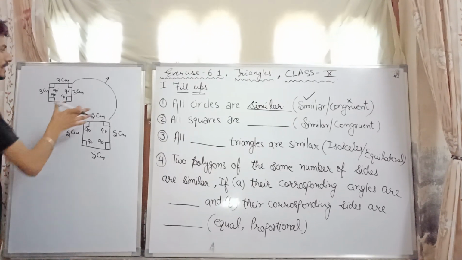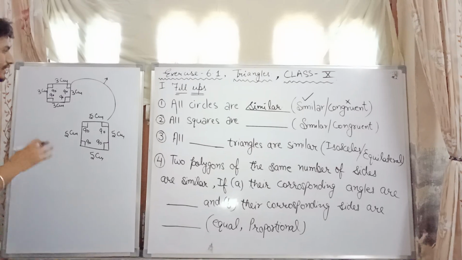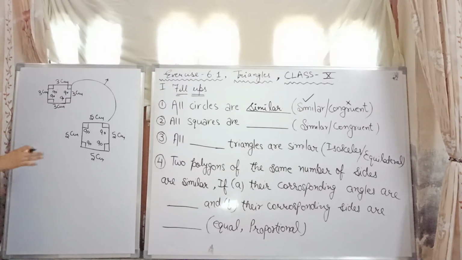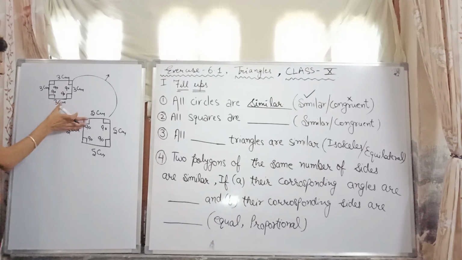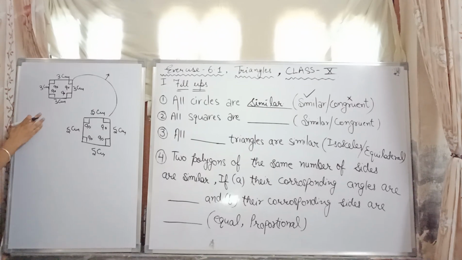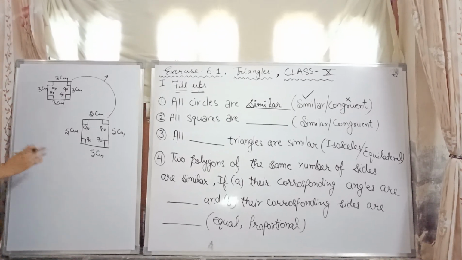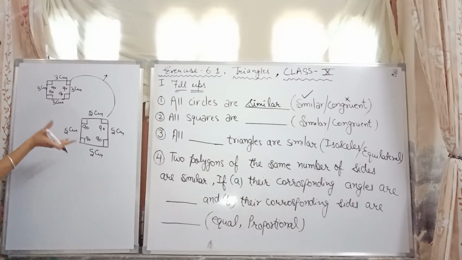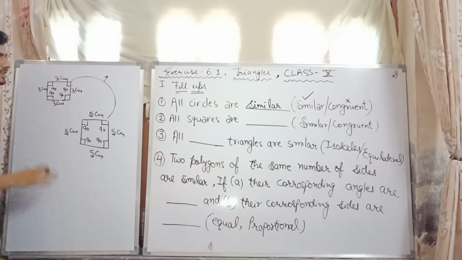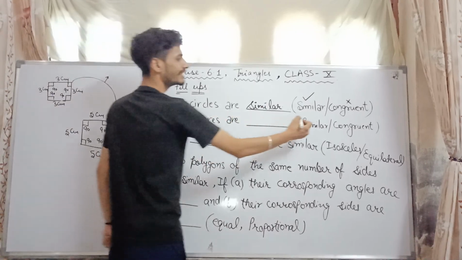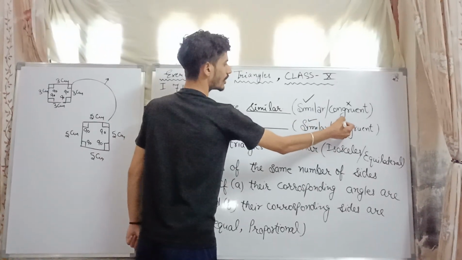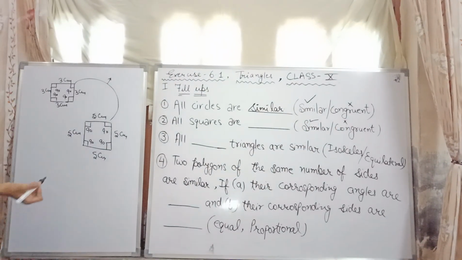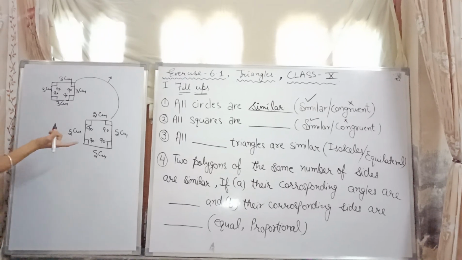So this also fulfills the condition of similarity, but not the condition of congruency. These squares are similar to each other but not congruent, because they have the same angles but different sides. So all squares are similar but not congruent. It also fulfills the second condition.